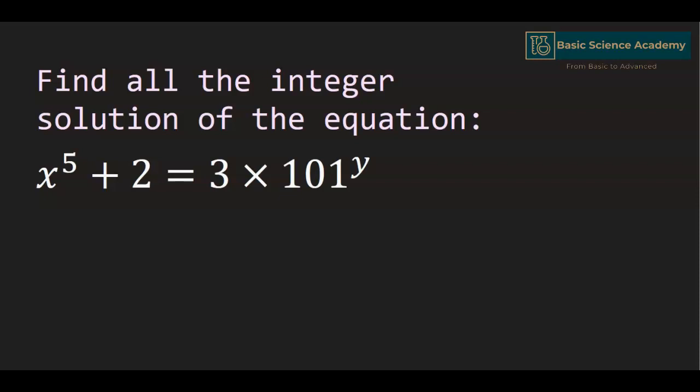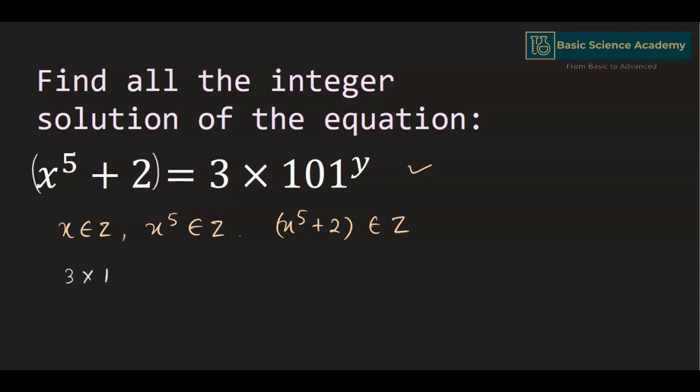So here we're going to find all the integer solutions of this equation. Since x belongs to Z, x to the power of 5 also belongs to Z. Hence, x to the power of 5 plus 2 is also an integer. Since the left side of this equation is an integer, the right side of the equation should also be an integer. 3 multiplied by 101 to the power of y should also belong to Z.